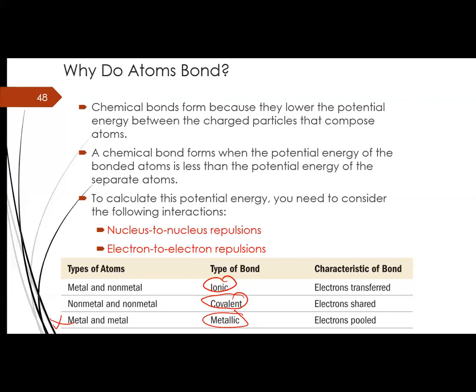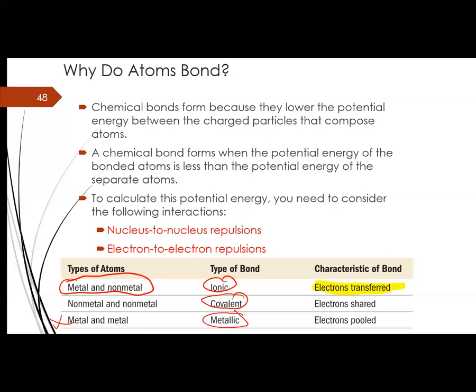Now, the important part to remember is that our ionic bonds happen between metals and nonmetals. So we already looked at the periodic table. We can tell the difference between a metal and a nonmetal. And so what's happening in an ionic bond is that those electrons that form that bond are being transferred. And that's because our metals like to give away electrons, our nonmetals like to take on electrons.